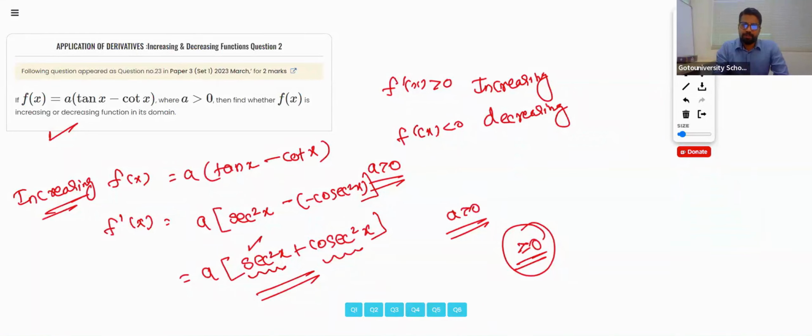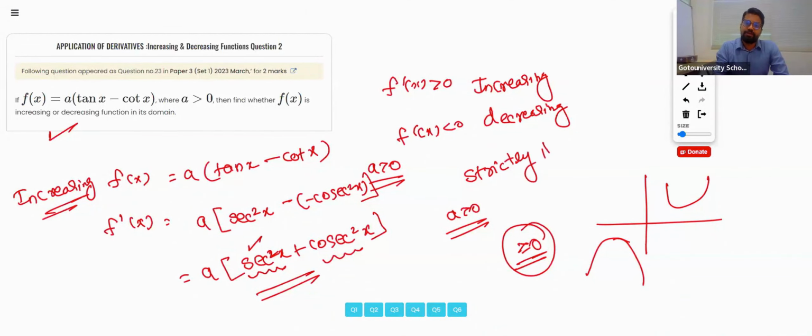Can it become 0? Secant and cosecant, what is the range? Secant and cosecant curves will not reach 0 as well. They'll be either positive or negative, so they will never reach 0. As they don't reach 0, this will never become 0 as well. And the square of a negative number or positive number is always positive. So it is not just increasing, it is a strictly increasing function.